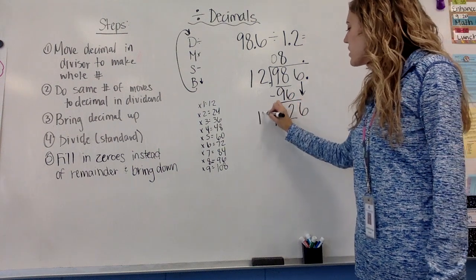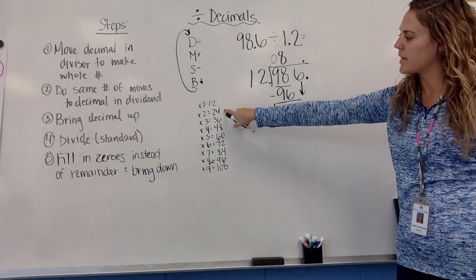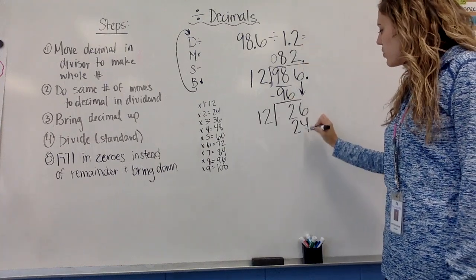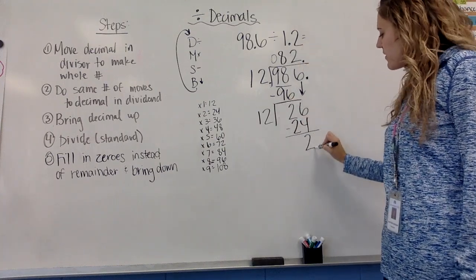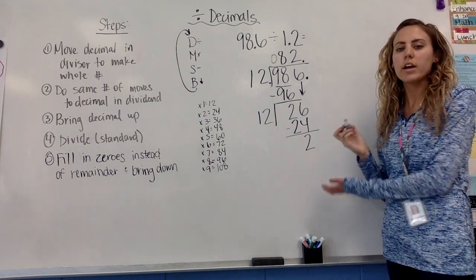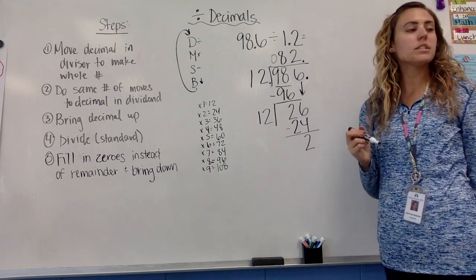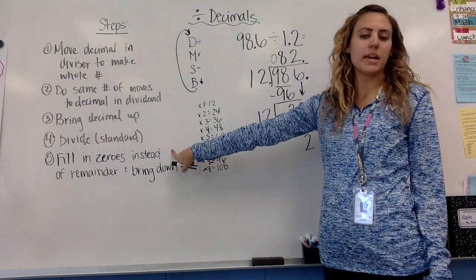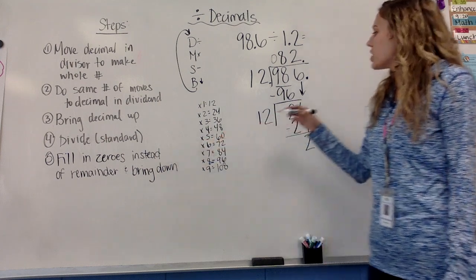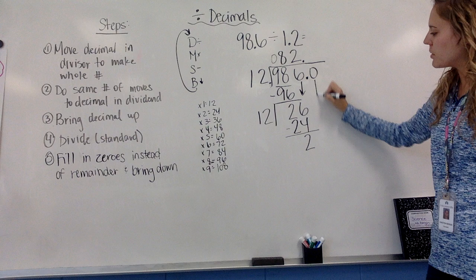So now I'm ready to look. Can 12 go into 26? Yes, it'll go in 2 times. 2 times 12 is 24. Subtract, and I've got 2. Now, typically, if I was dividing with whole numbers, this would be my remainder. But when you're dividing with decimals, you don't have a remainder. Instead, you add zeros and you bring them down. So after my decimal point, I'm going to add a 0, and I'm going to bring it down.